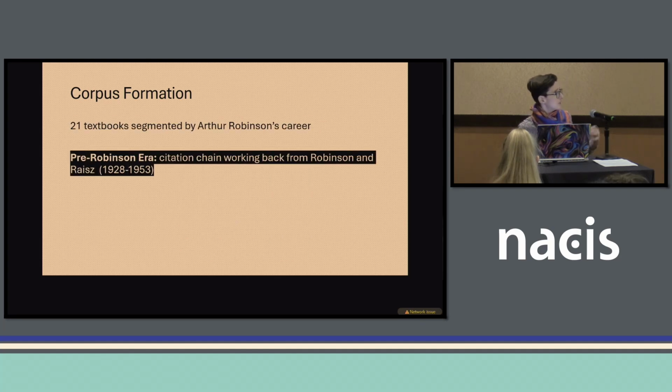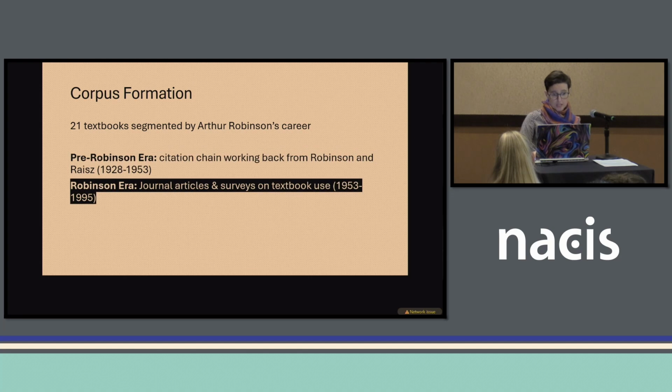I actually used 3 different selection methods to form my textbook corpus because of the differences in the way that knowledge is indexed and understood over time. For what I call the pre-Robinson era, I did a citation chain using the 2 leading textbooks, Elements of Cartography, First Edition, and General Cartography by Erwin Raisz, which was the other leading textbook, seeing which citations they had in common to trace knowledge back in time. Then I used journal articles with surveys on textbook adoption in the United States to try to capture a representative sample from what I call the Robinson era, when textbooks were published: the first to the last editions of Elements of Cartography. It ran through 6 editions, 1953 to 1995.